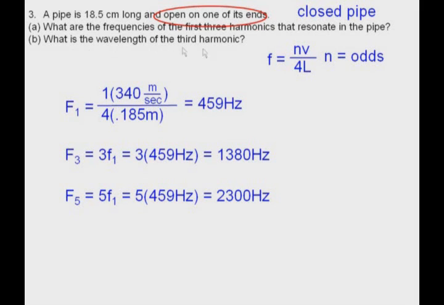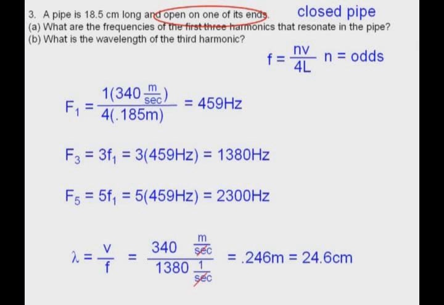Part B, what is the wavelength of the third harmonic? We're going to use the wave formula, which is speed equals frequency times wavelength. And dividing by frequency, we're going to take the speed of sound in air divided by the frequency to get our wavelength.